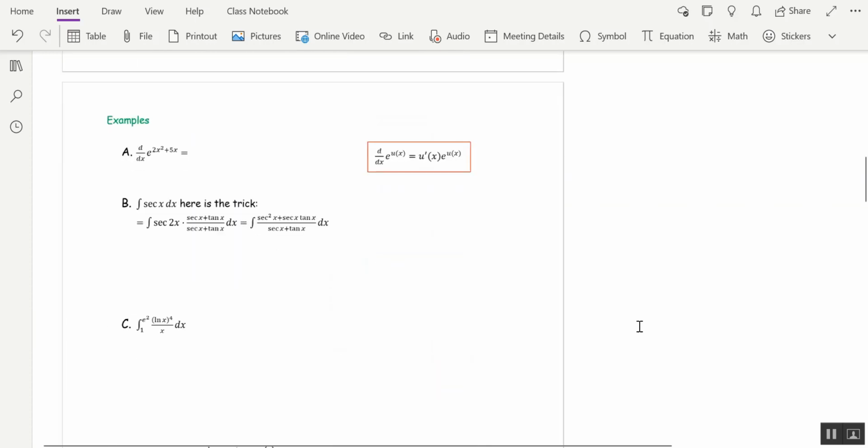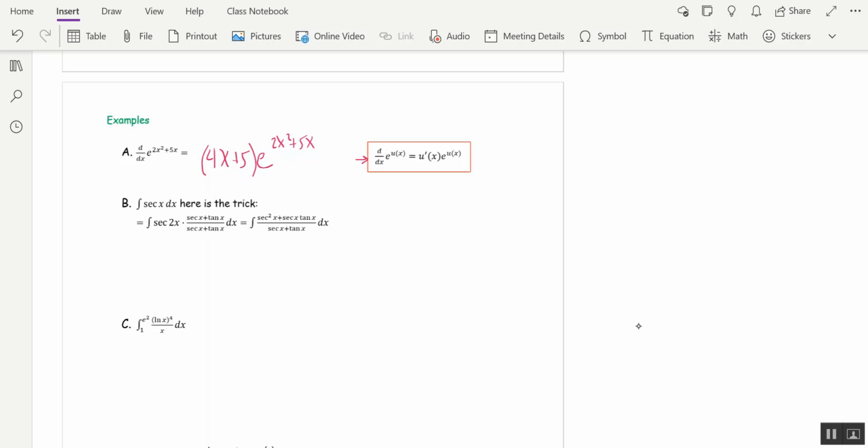Start with a simple example, the derivative of e to the 2x squared plus 5x. Here's our formula over here. The derivative of e to the u is u prime e to the u. So this is 4x plus 5 e to the 2x squared plus 5x. Now I wrote that down incorrectly on purpose. Hopefully you can catch what I did. What I did was I didn't use parentheses. So we need parentheses around that 4x plus 5 because this whole thing is multiplied by that exponential.